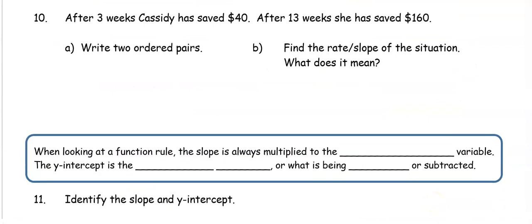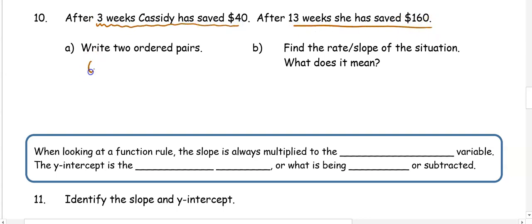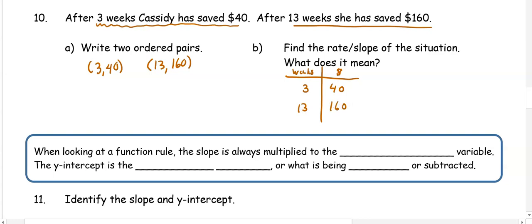In number 10, after 3 weeks, Cassidy has saved $40, and after 13 weeks, she has saved $160. So each sentence here is going to get an ordered pair. So we have (3, 40) and we have (13, 160). When we go to find the rate of change, we are comparing the weeks to money. So at 3 weeks, she has $40, and at 13 weeks, she has $160.